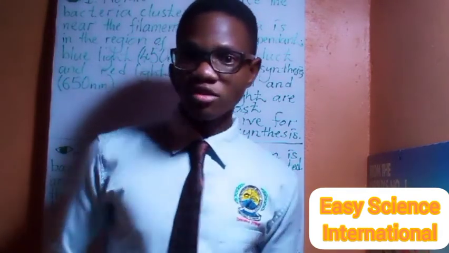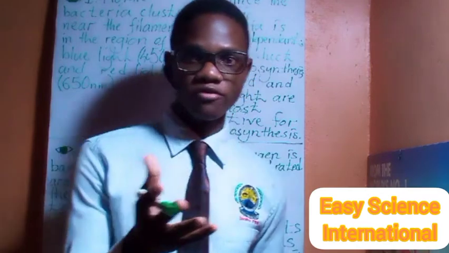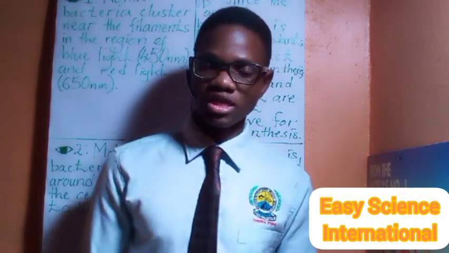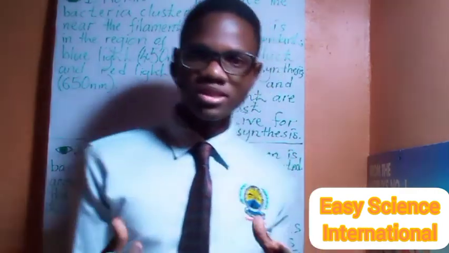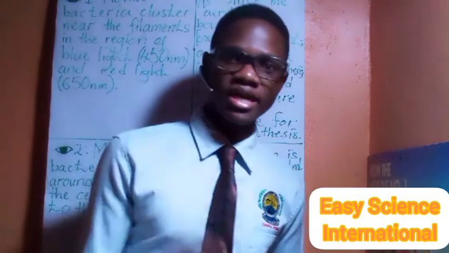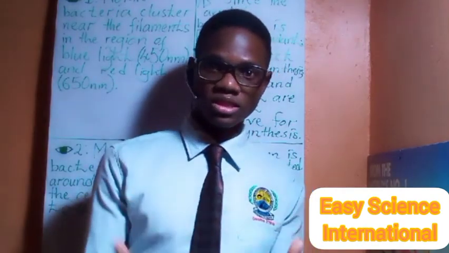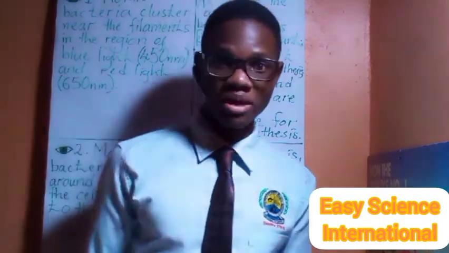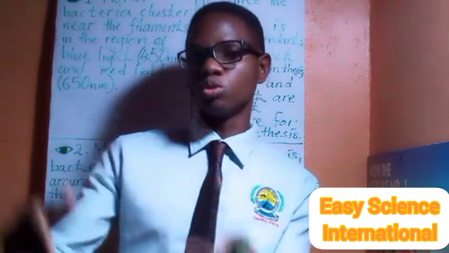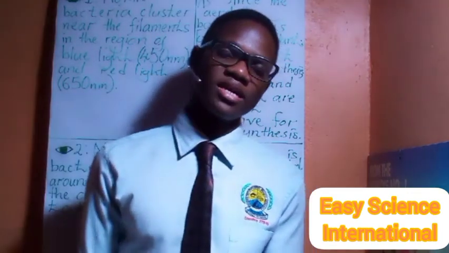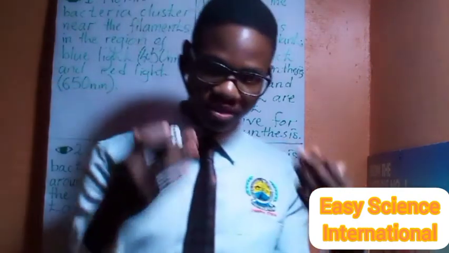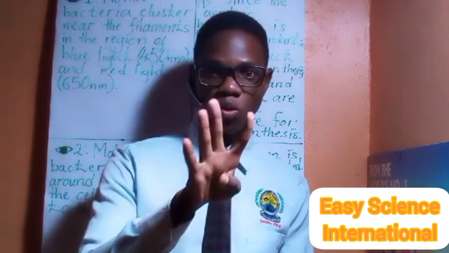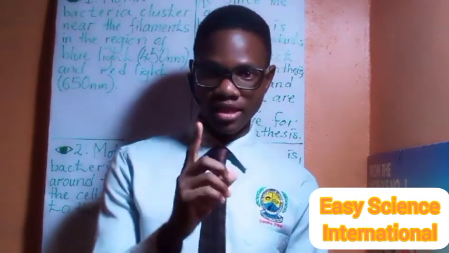So, we are looking at Engelmann's experiment. We've looked at the procedure of the experiment and the control experiment. Now, we want to see what you observe when you expose Cladophora, which is in a drop of water, and you avail motile aerobic bacteria, and you expose it to light of varying wavelength, and on another slide you expose it to total darkness. We want to make observations, and here we make 4 observations. Let's go.